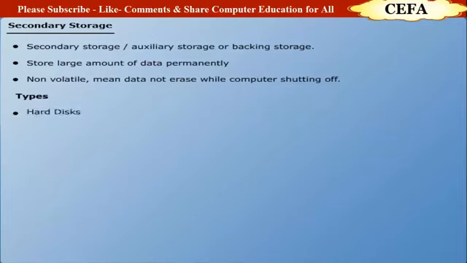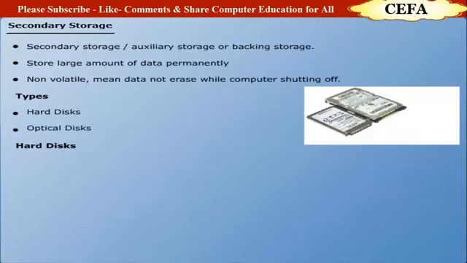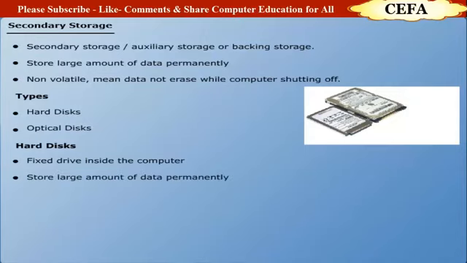Hard disks. A hard disk is a fixed drive inside the computer. A hard disk is primarily used to store large amounts of data and also provides very quick access to retrieve the data or programs. Hard disks are available in different sizes like 10 GB or 500 GB, etc.